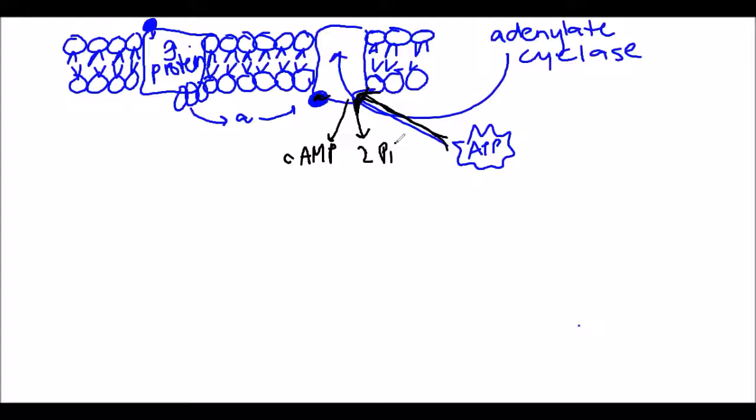Cyclic AMP is going to activate protein kinase A. I'm just going to abbreviate that PKA. So it activates protein kinase A. And protein kinase A is going to cause a dephosphorylation of proteins. So I'm just going to put dephosphorylation.